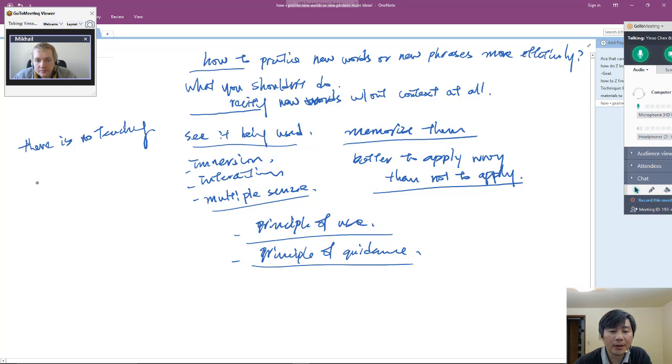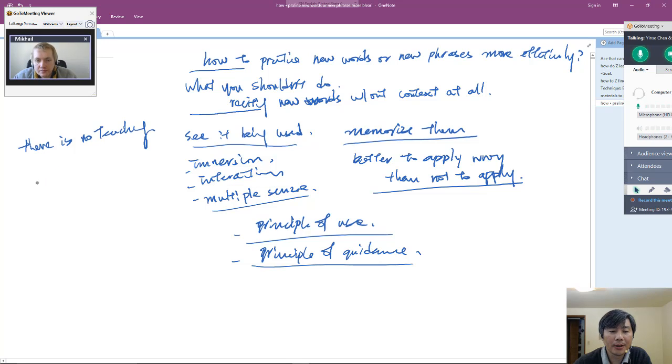You don't have to go read the formal definitions of those words. The other way around is a lot harder. You're reading a bunch of formal definitions, but you still have difficulty knowing how to apply them until you try to apply them. So to me, it speaks to two principles. One is the principle of use. It's kind of like if you want to learn how to swim, you have to jump into the water. You cannot read it in the book. And second is the principle of guidance.